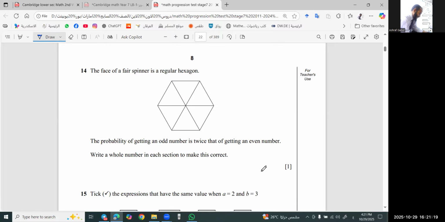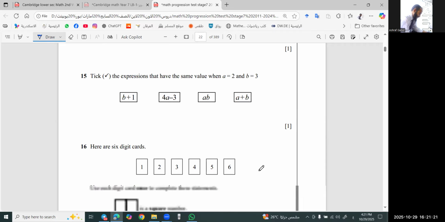Okay. In these exercises, take the expressions that have the same value when A equals 2 and B equals 3. How can we solve this exercise? First, we get the answer of all brackets. B plus 1, B equals 3, so 3 plus 1 gets 4. 4A means 4 times 2, which equals 8. 8 minus 3 equals 5. AB means 2 times 3, which gets 6. A plus B, so 2 plus 3 gets what? Okay?